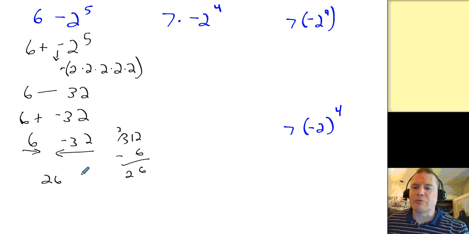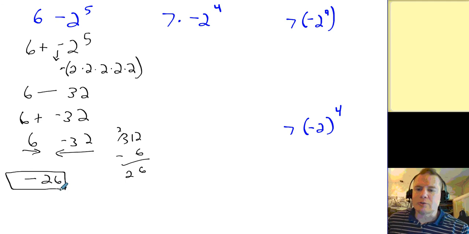Am I 26 to the right of 0? No, I was only 6 to the right of 0, and then I went a lot farther to the left. So I'm 26 to the left of 0. All right, little review of adding and subtracting signed numbers.